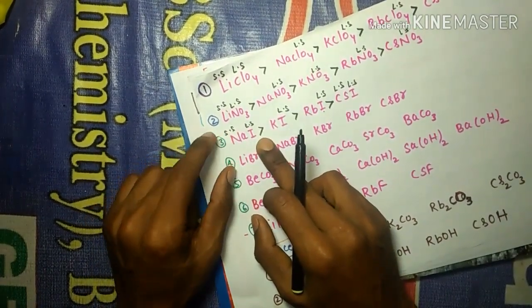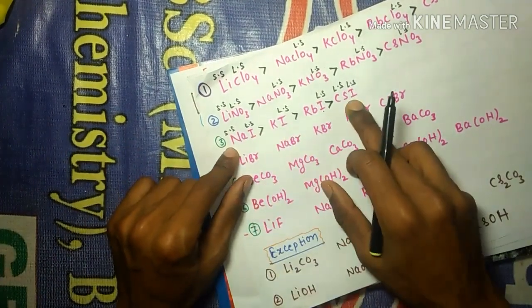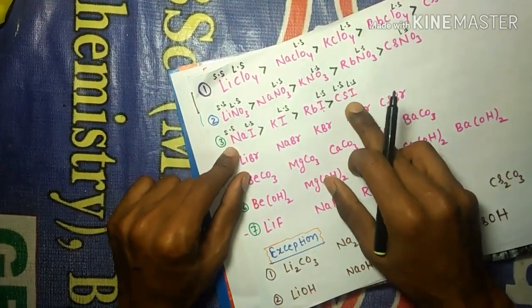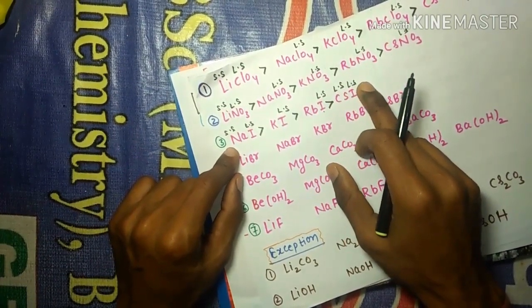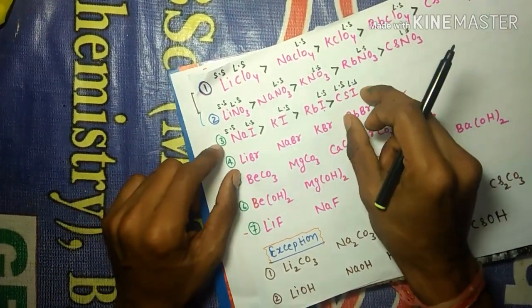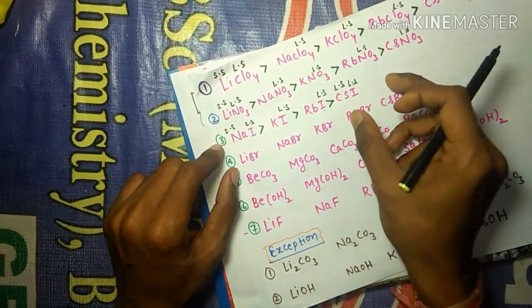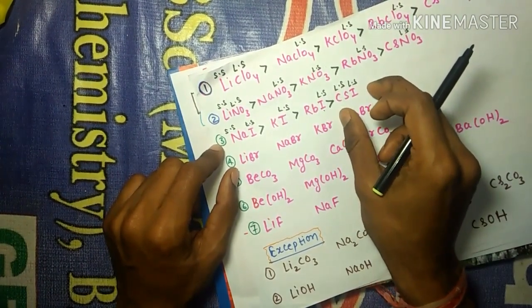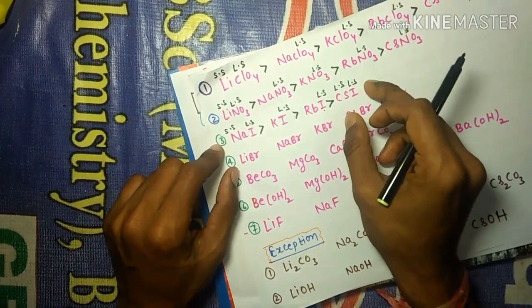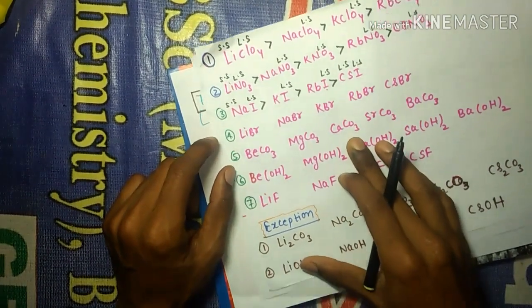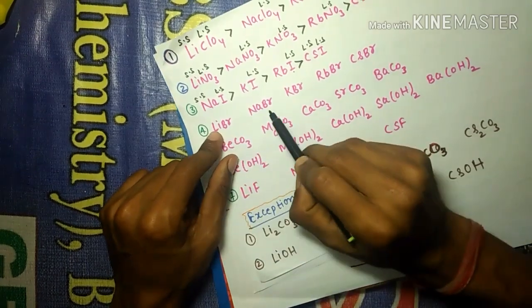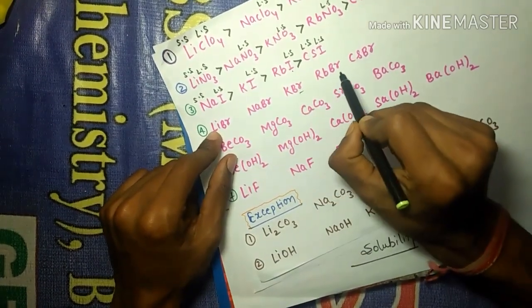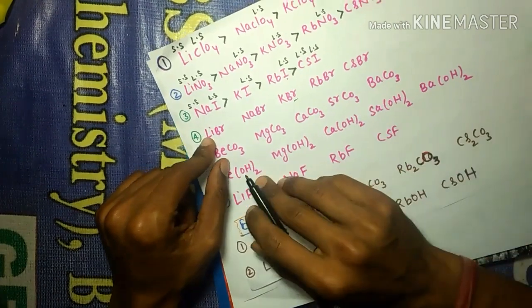Because NaI has a very large difference in size in comparison to CsI, because Cs is also a large size and I minus is also a large size, so there is a very negligible difference between their sizes. That's why it has a very low solubility. Now see question number 4. This is LiBr, NaBr, KBr, RbBr, CsBr.